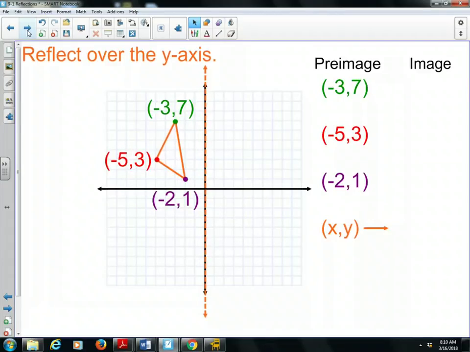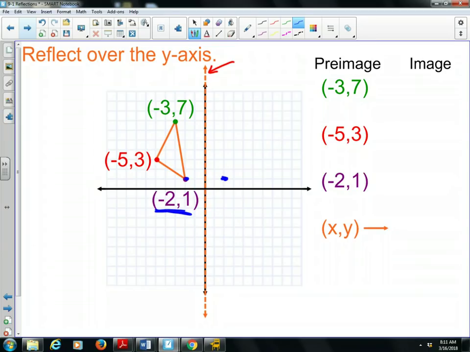All right, so here's the first one. We're going to reflect this triangle over the y-axis. So you see the y-axis, it's right here. It's the line that goes up and down. It's a vertical line. And we want to reflect it. So when we reflect it, what's going to happen is this point, -2, -1, is 2 units to the left of the y-axis. So when we reflect it, when we flip it, it's going to be 2 units to the right. That makes sense, right?